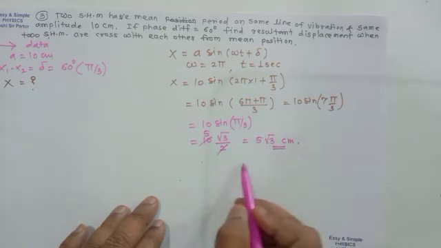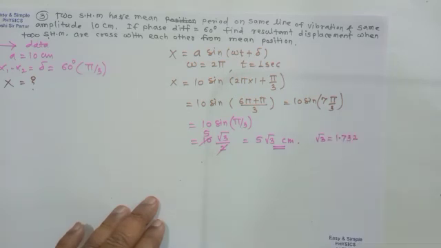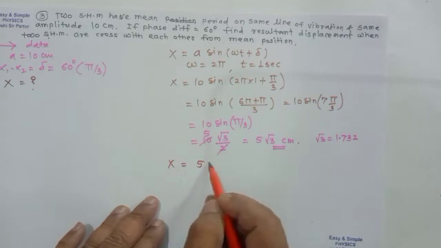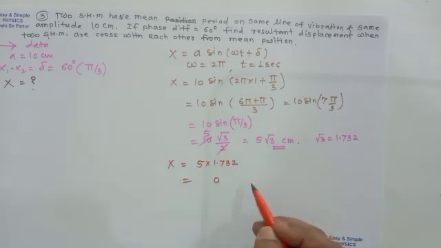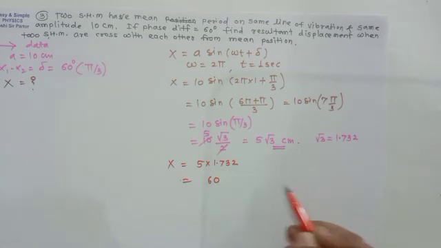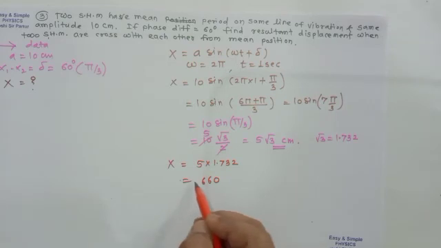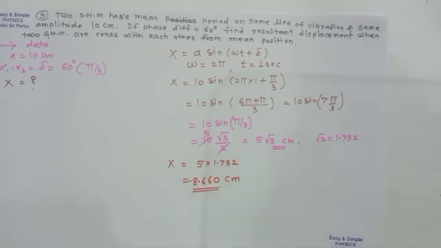If we substitute the value of square root of 3, which is 1.732, then the resultant displacement will be 5 into 1.732. 5 to the 10, 1 is remaining, 5 3 the 15 and 1 16, 1 is remaining, 5 7 the 35 and 1 36, 3 is remaining, and 5 1 the 5 and 3, 8. So it will be 8.660 centimeter. That is the answer for the given example.